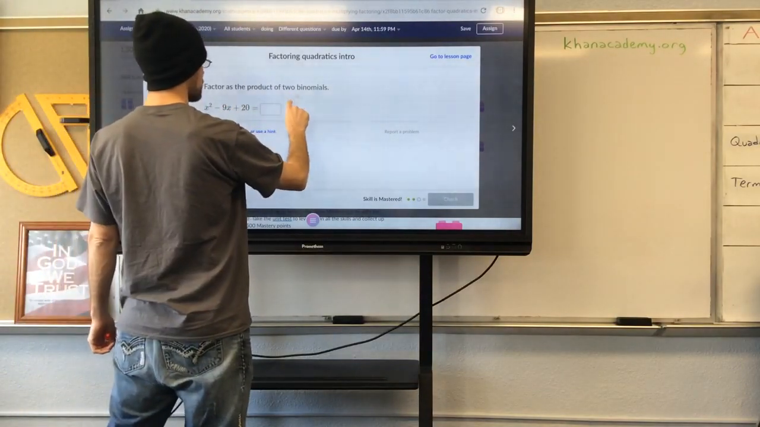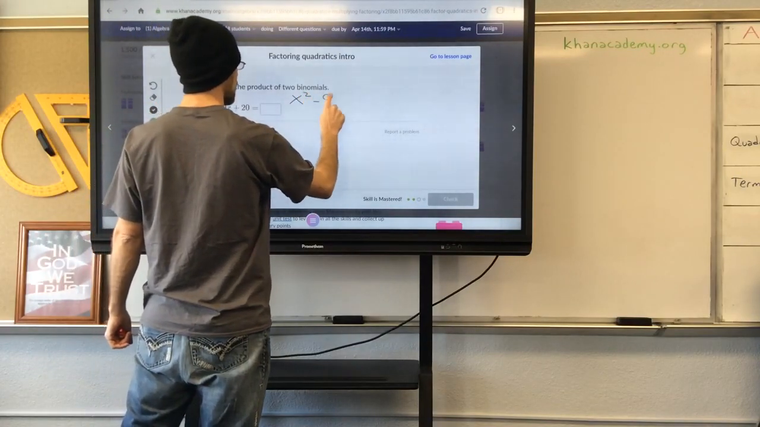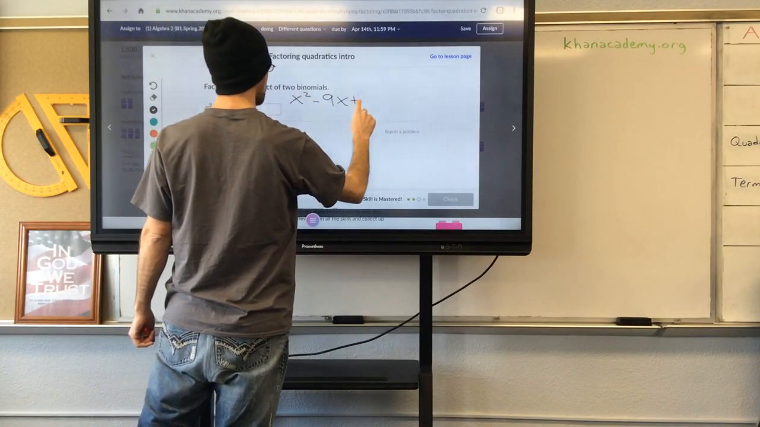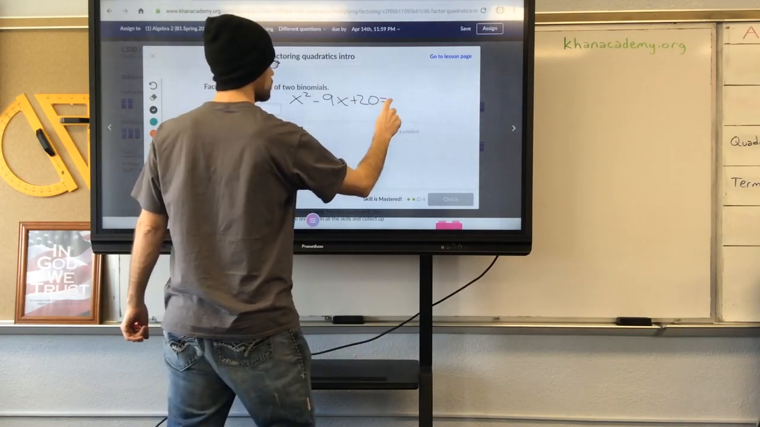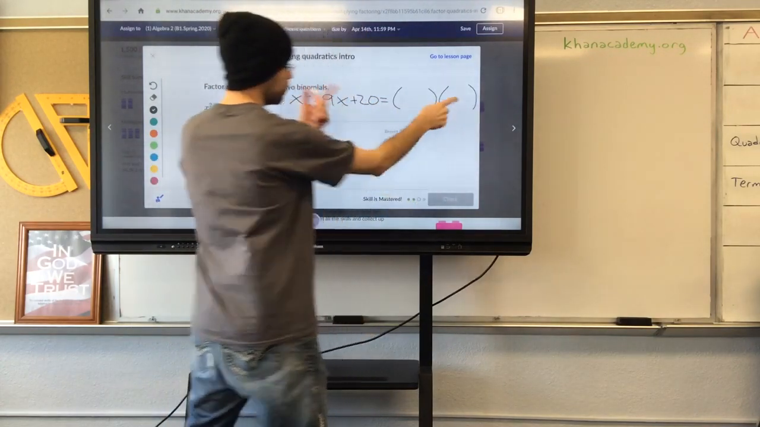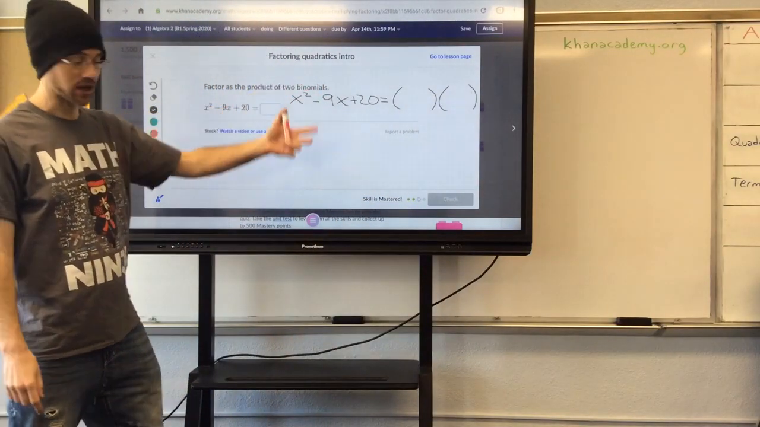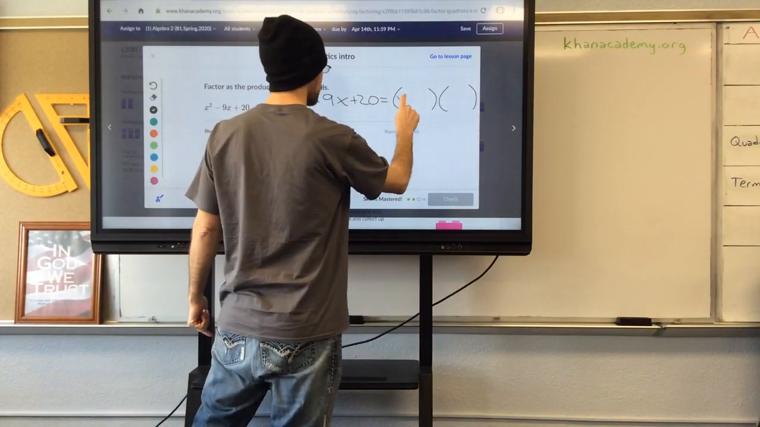We're going to say x squared minus 9x plus 20 equals a product of two binomials. So we're going to multiply two binomials. The way we get our first term is x times x gives us x squared.